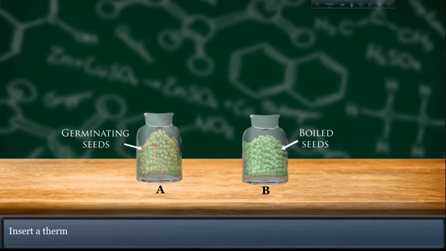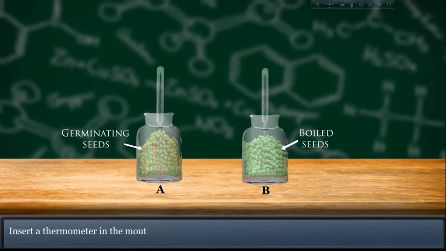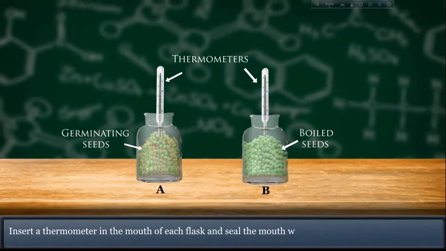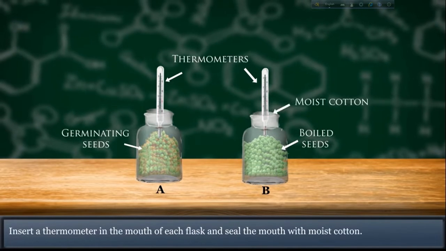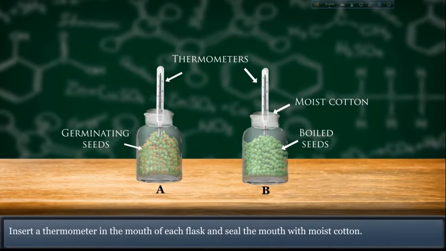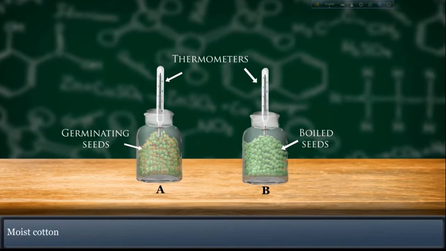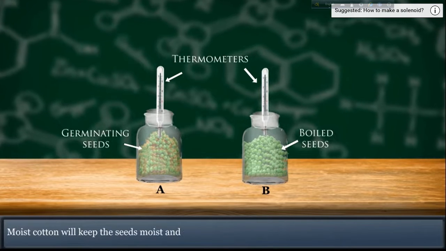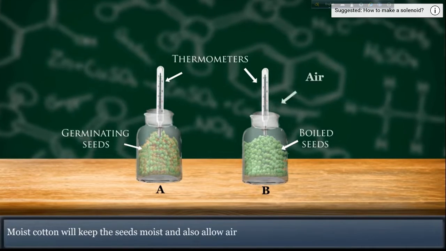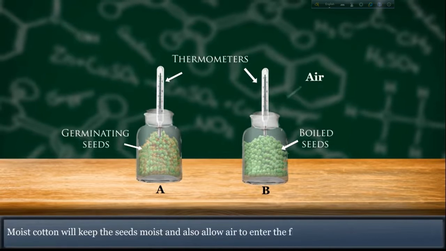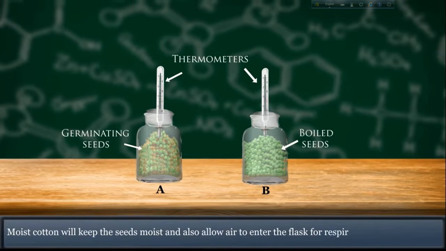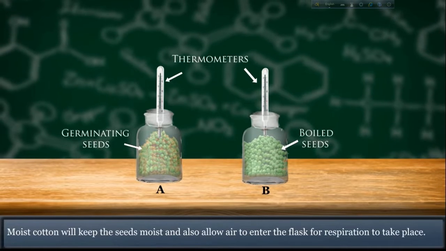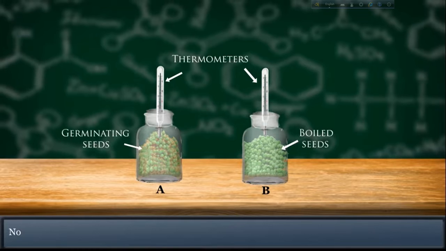And see what happens. We will insert a thermometer in the mouth of each flask and seal the mouth with moist cotton or cork. Okay, rubber cork. Moist cotton or rubber cork will keep the seeds moist and also allow air to enter the flask for respiration to take place.